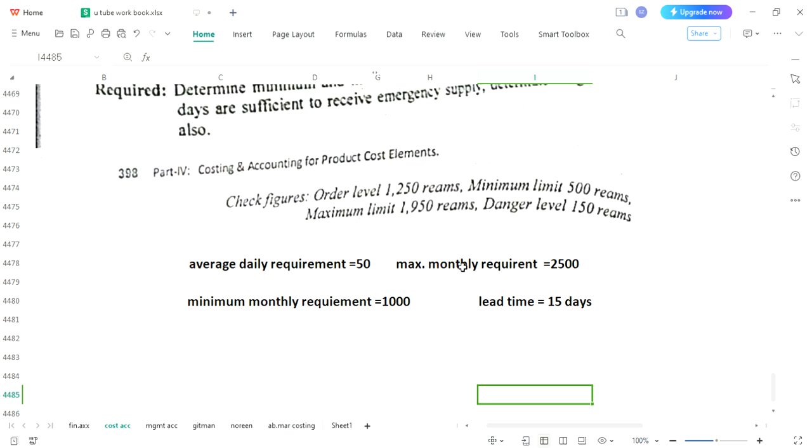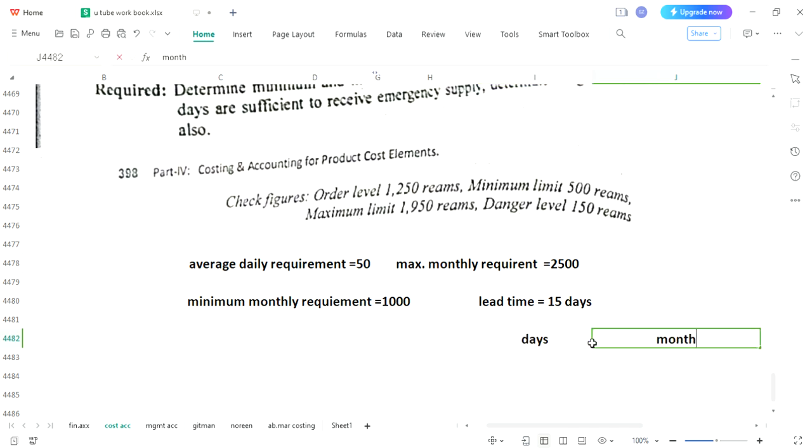There are two options: either change these two monthly requirements into daily requirement, or just change one figure of lead time from days to month. In this way, we'll have to change only one thing and we will get our requirement completed. Okay, so for lead time, there are two comparisons, days and month. We have already made a comparison of these two.